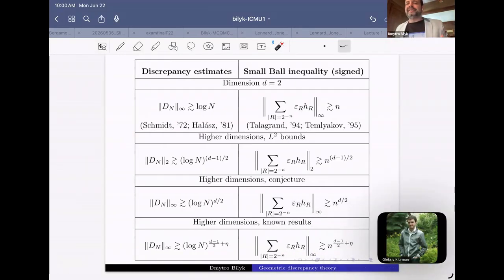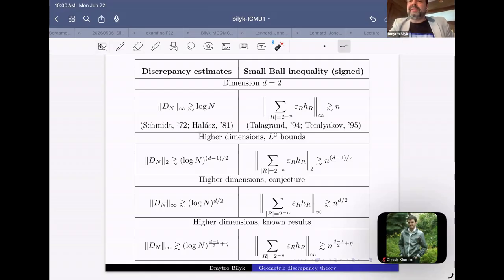So here is just a comparison of results about discrepancy and about the small ball inequality, and you can see that they're essentially parallel. So here's another thing that's somewhat open. There is no theorem that says that one would imply the other.